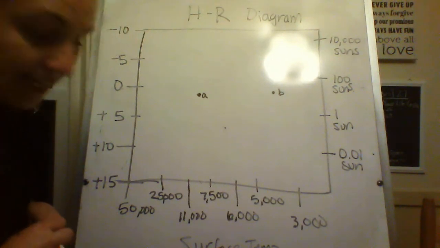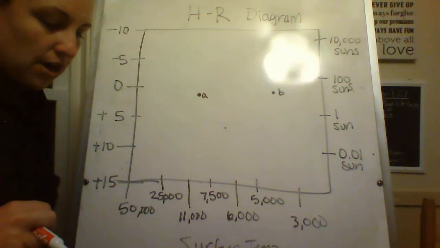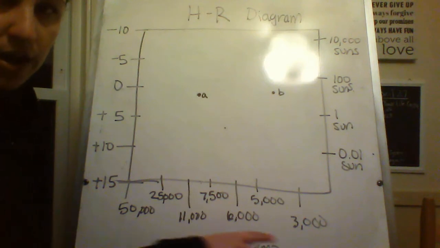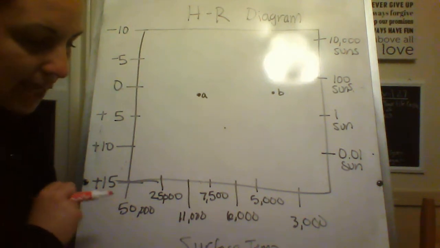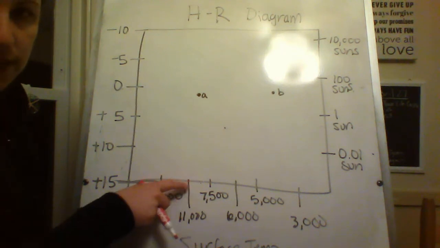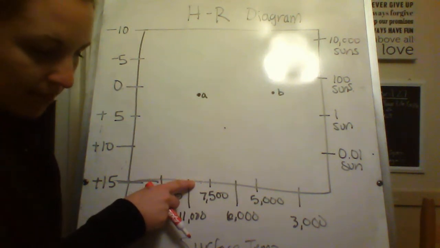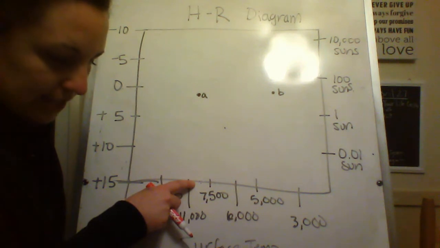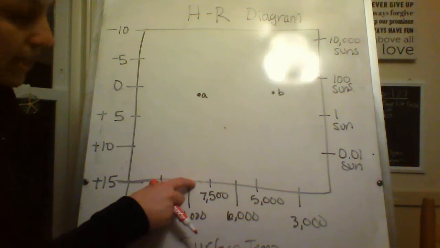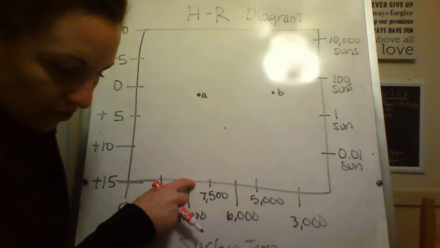If we look at C on our chart, C is Vega, the star Vega, and the approximate surface temperature, looking on our x-axis first, is 10,000 degrees. So that's going to be right before the 11,000. So 10,000 degrees. And then the absolute magnitude is positive 0.6. So that's going to fall right below 0. And so we're going to follow those two up.